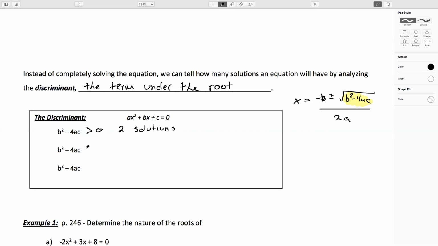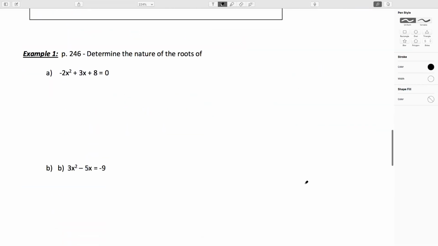If b squared minus 4ac is equal to 0, we're going to have 1 solution. And if b squared minus 4ac is less than 0, we're not going to have any. There will be no real solution. So instead of going through this whole process, we can just use the discriminant to quickly figure out whether or not we'll have a solution or how many solutions we'll have. So let's try some problems.